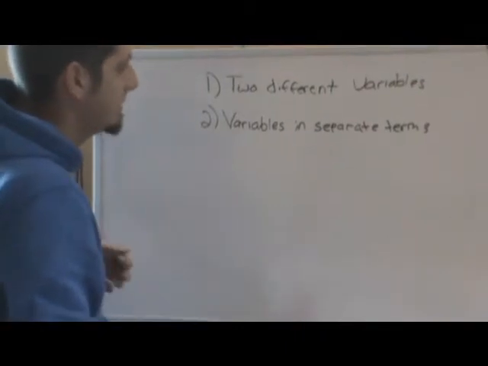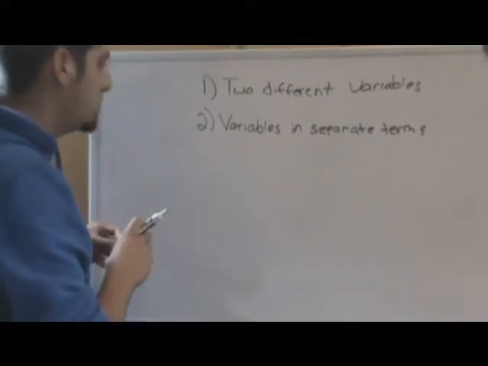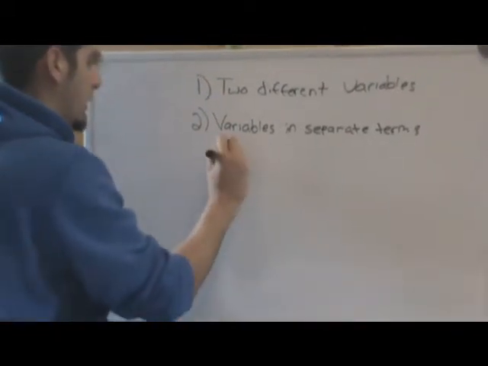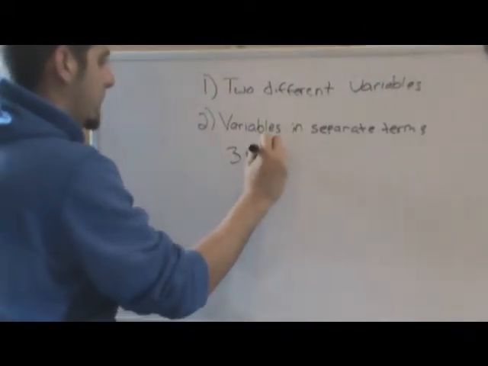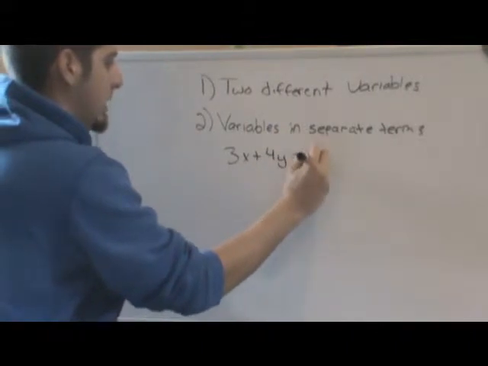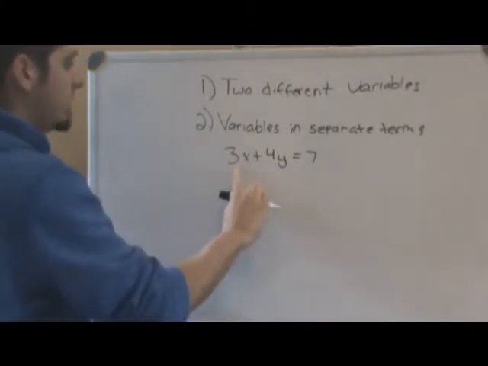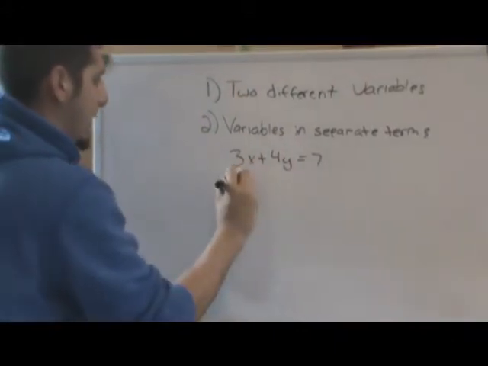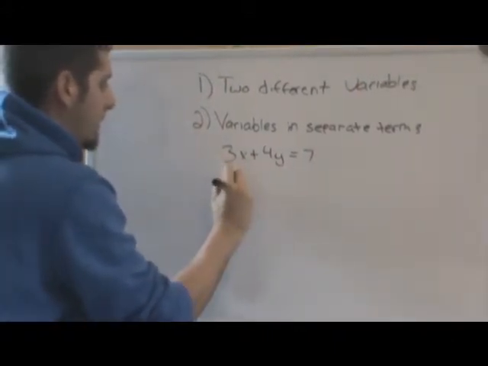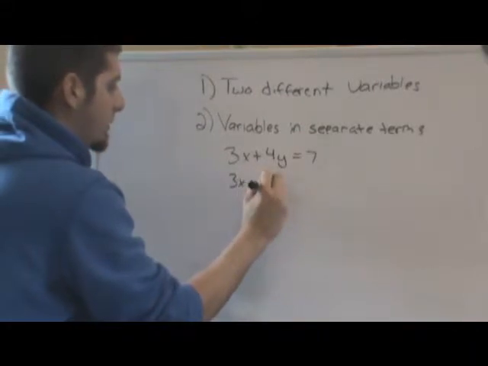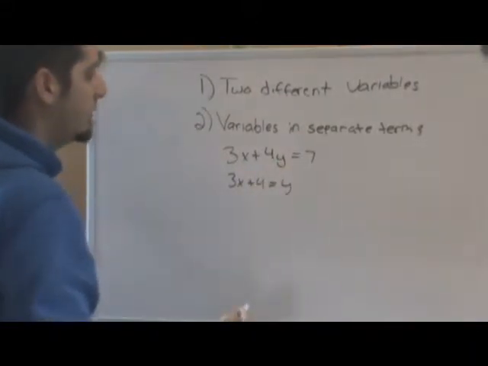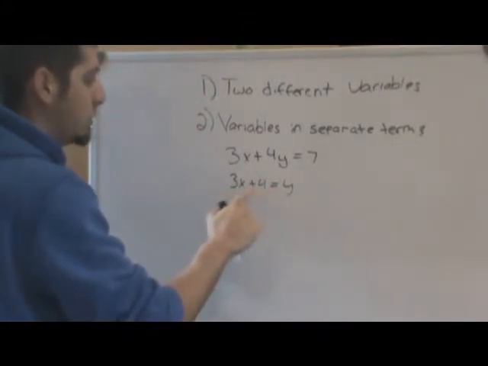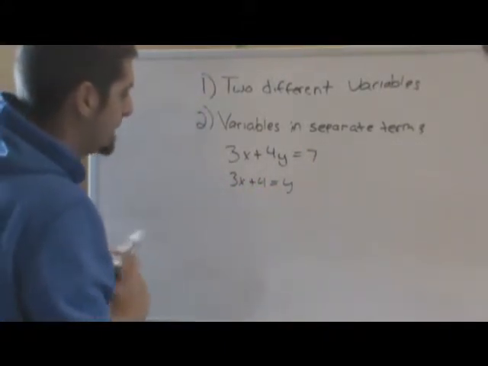What that means is you need to have some sort of sign or symbol between them. So I might have 3x plus 4y equals 7. The x and the y are in different terms because there's a plus sign between them. I might have 3x plus 4 equals y. The variables are in separate terms here as well because there's an equal sign between them, and also a plus sign.